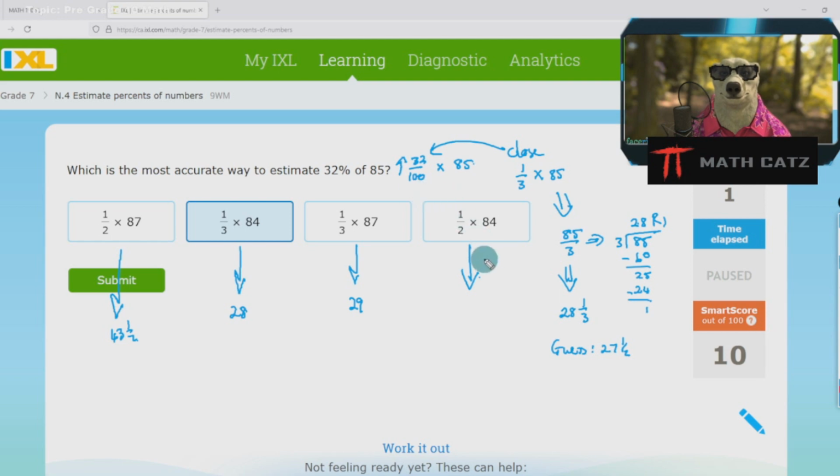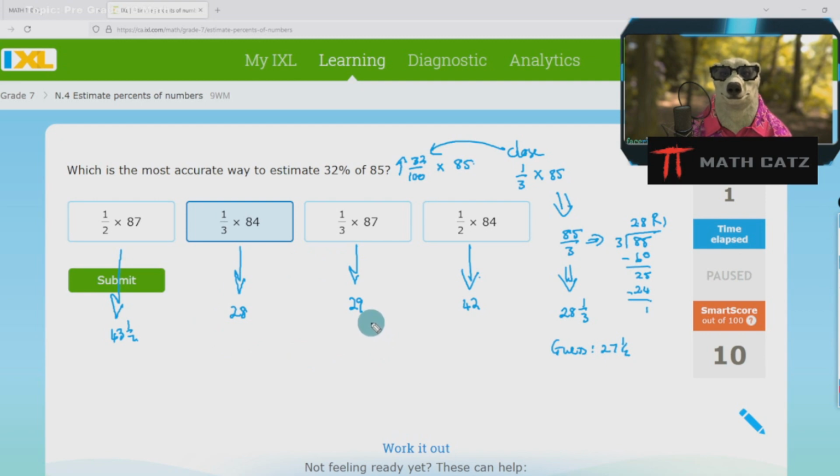They changed it to a half again. The 84 is, I guess, a multiple of 2 that's close. 86 would have been nice here, but they didn't do that. So it's an easy calculation to do mentally, 42, but you can see it's way off, much further than these middle two. So estimation can be really tricky.